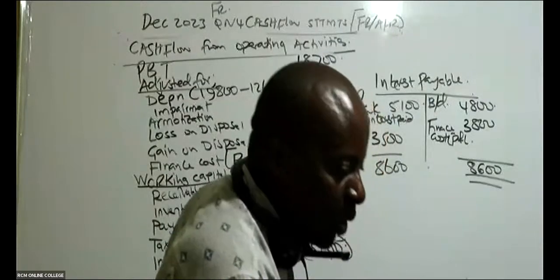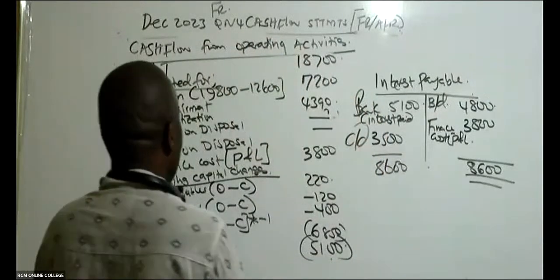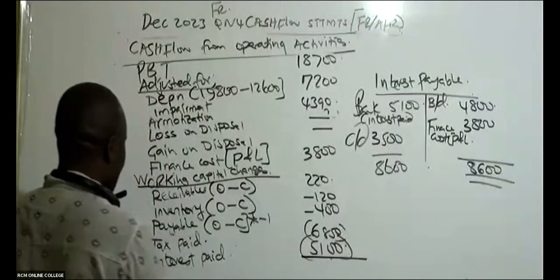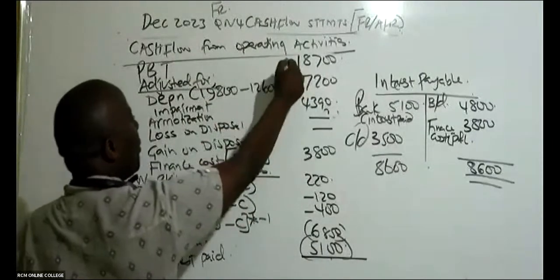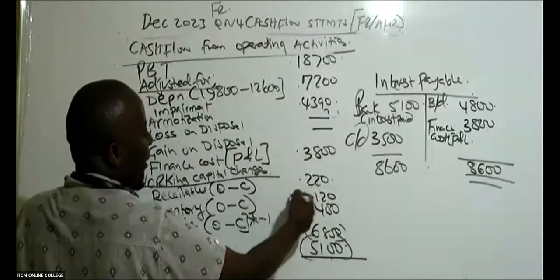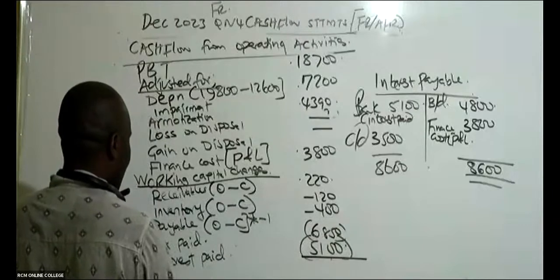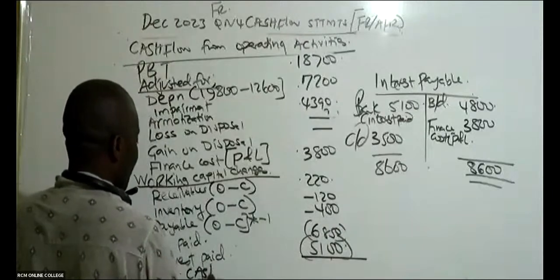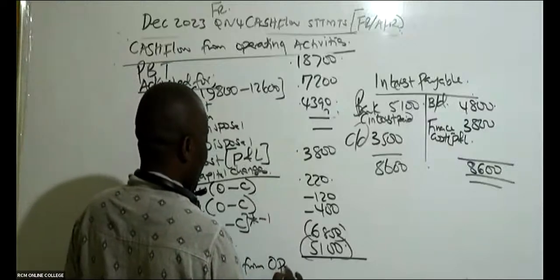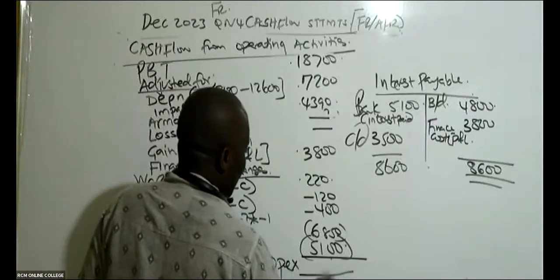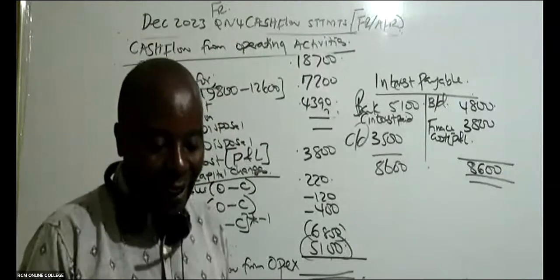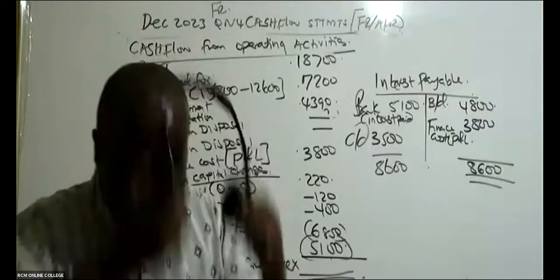So then come and give me the net cash flow from operating activities. You take this plus this plus, these others are negatives. So give me the net cash flow from operating activities. What do we have? Somebody add this up.